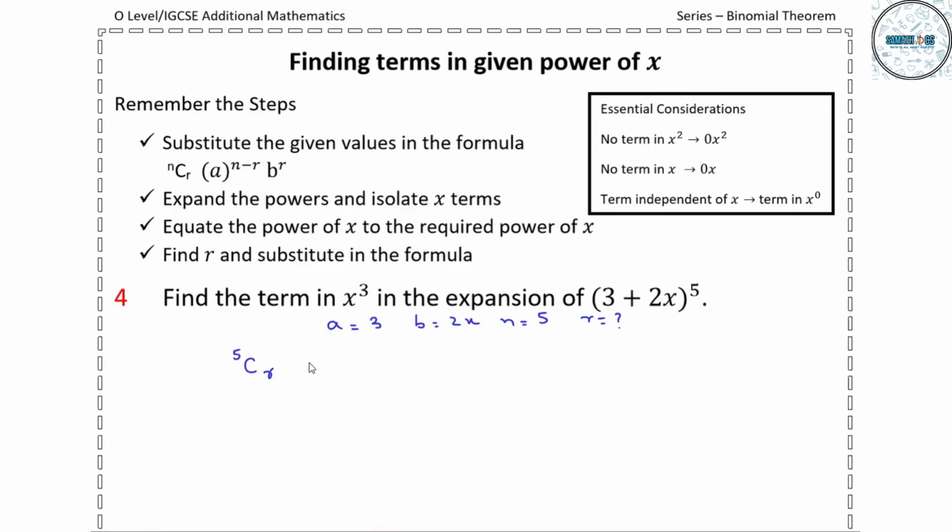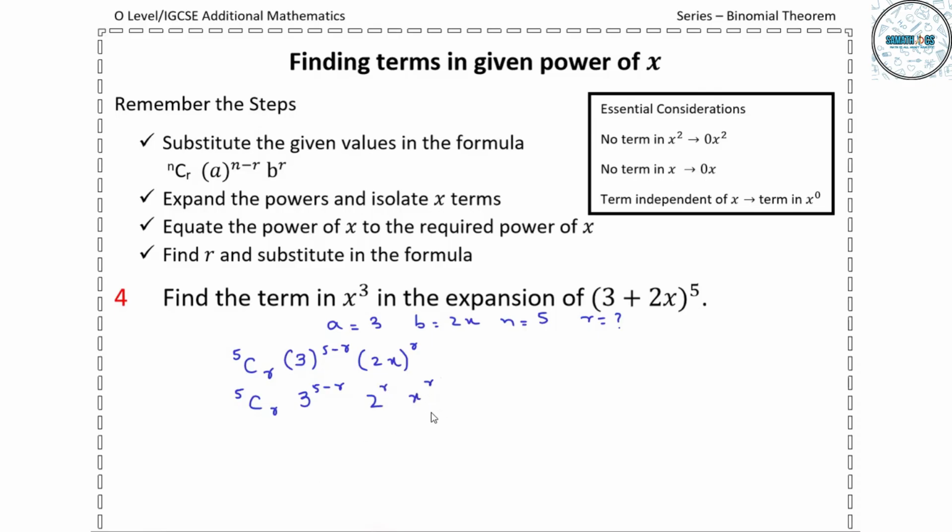5Cr, then 3 power 5 minus r, 2x with power r. So we have done the first step. We have substituted the values in the formula. Now we will expand the powers, like 5Cr will remain as it is, 3 power 5 minus r, 2 power r, and x power r.